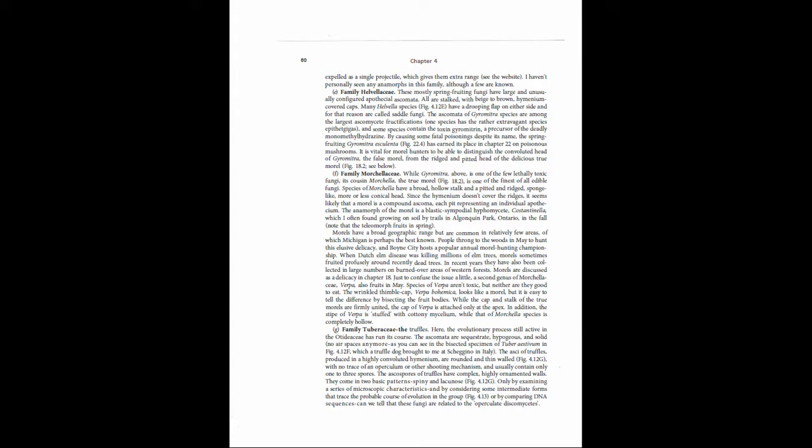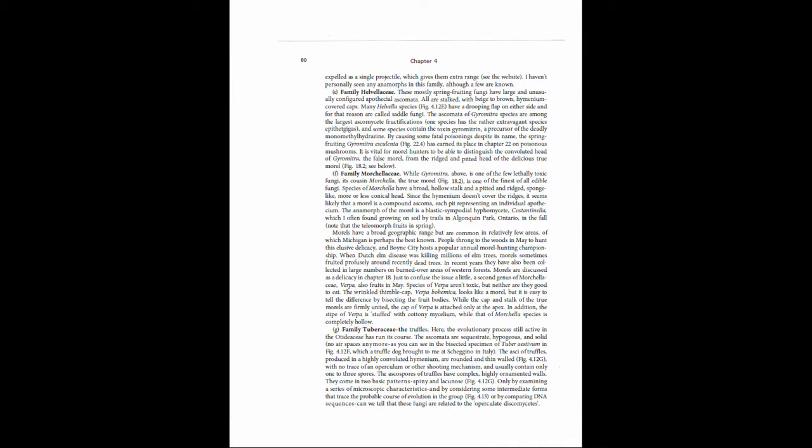It is vital for morel hunters to be able to distinguish the convoluted head of Gyromitra, the false morel, from the ridged and pitted head of the delicious true morel, Fig 18.2, see below. F. Family Morchellaceae. While Gyromitra, above, is one of the few lethally toxic fungi, its cousin Morchella, the true morel, Fig 18.2, is one of the finest of all edible fungi. Species of Morchella have a broad, hollow stalk and a pitted and ridged, sponge-like, more or less conical head. Since the hymenium doesn't cover the ridges, it seems likely that a morel is a compound ascoma, each pit representing an individual apothecium. The anamorph of the morel is a blastic sympodial hyphomycete, Costantinella, which I often found growing on soil by trails in Algonquin Park, Ontario, in the fall.